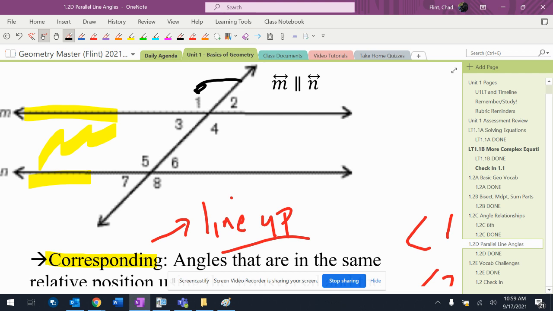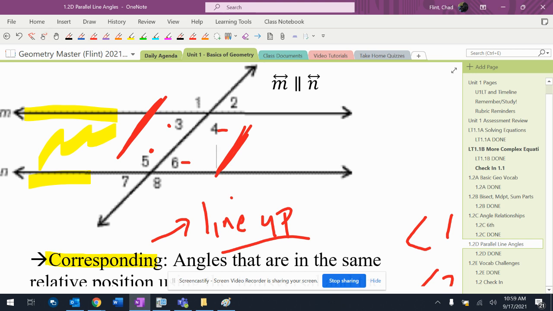So alternate meant over there and over there. Opposite sides. Same side means they're either both going to be on this side or they're both going to be on this side. All right, and hopefully that'll lead you to understand that you're going to have 3 and 5, or you're going to have 4 and 6. So there's 2 pairs, 3 and 5, 4 and 6.